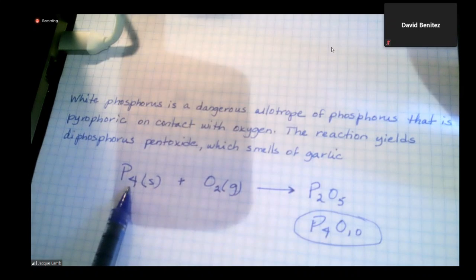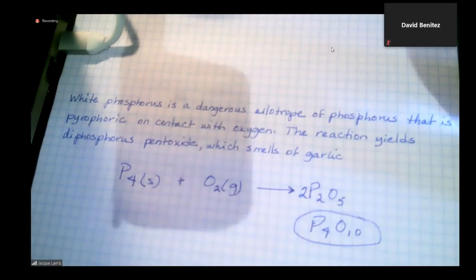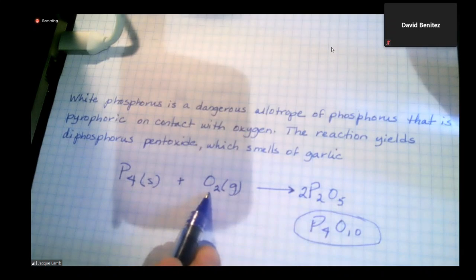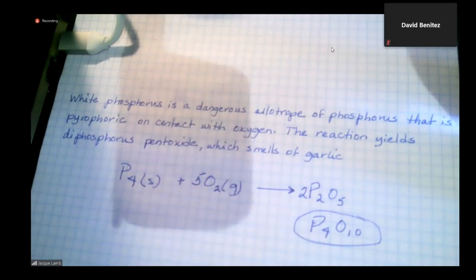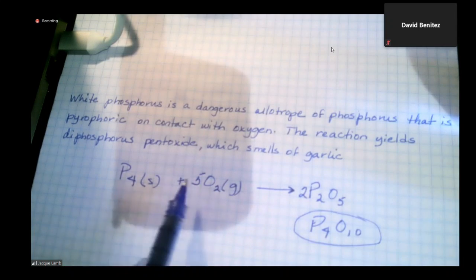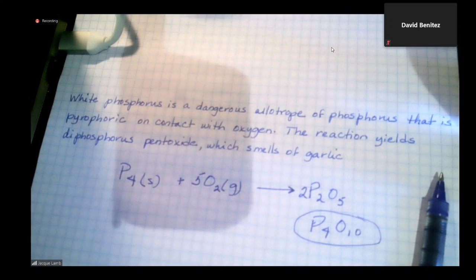If I have 4 phosphorus on this side, I need 2 P2O5 molecules to balance that. That's going to give me 10 oxygens. And so I'm going to need 5 oxygen molecules because that would give me 10 oxygens. It would be 1 to 5 to give me P4O10 as well. Okay, so it balances essentially the same way.